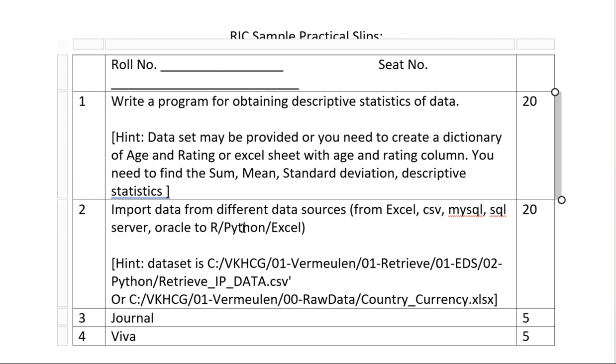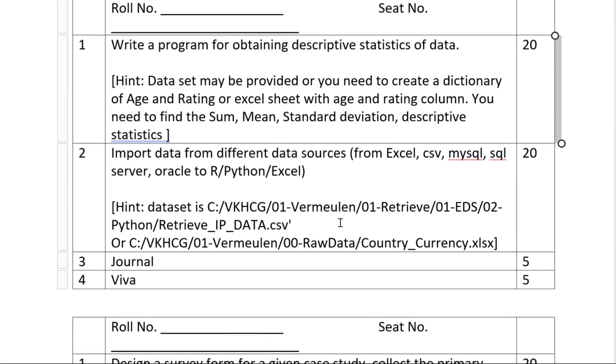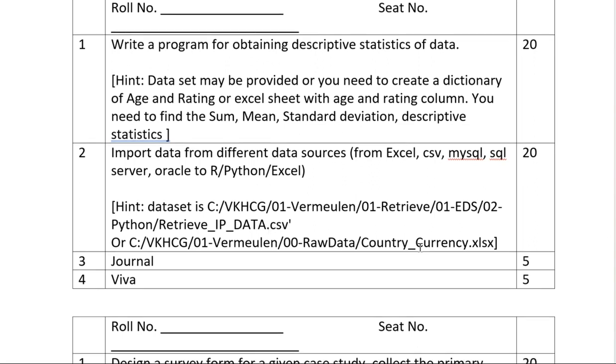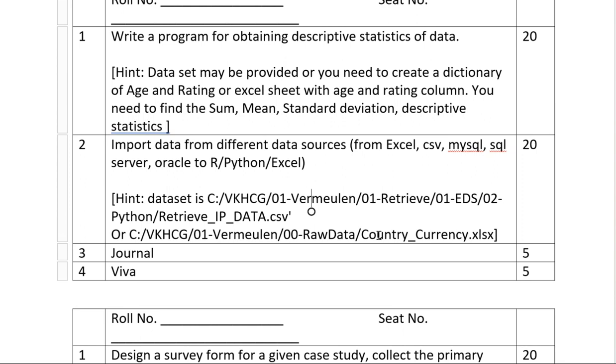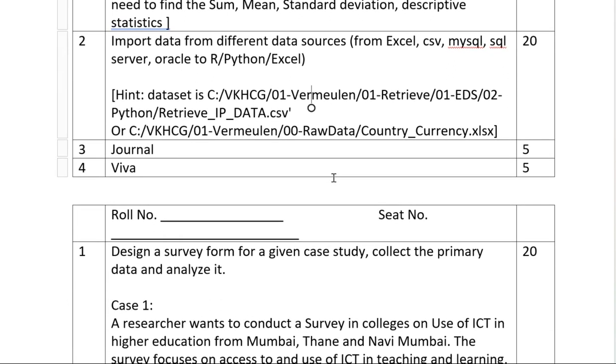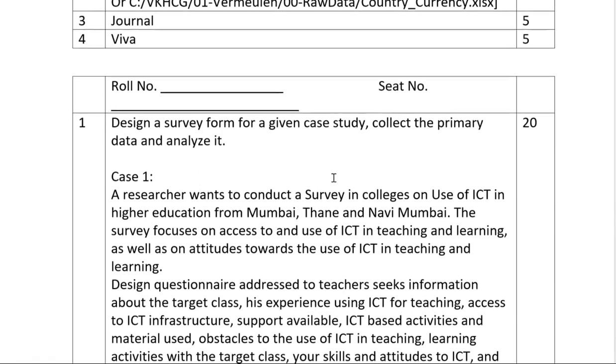Then import data from different data sources like Excel, CSV, MySQL. So here we have to use the retrieve IP data.csv and country currency.xls. So these two data sets are used and we have to write the Python code for importing the data from different data sources like SQL, Excel, Oracle. And then journal and viva will be for 5 marks each.